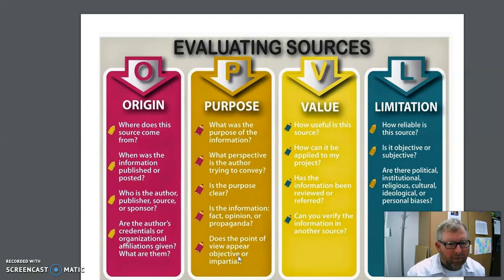And does the point of view appear objective or impartial? Objective means that they're saying this is what happened. If it's impartial, that means they weren't really taking one side or the other. So in this case, obviously it's propaganda against the Patriots, so it's very much not objective or impartial. It's very much partial to the British side. All right, so that's all you have to do for this one.